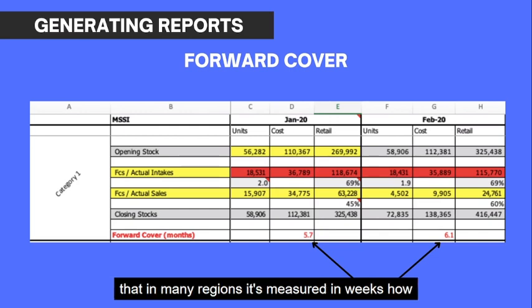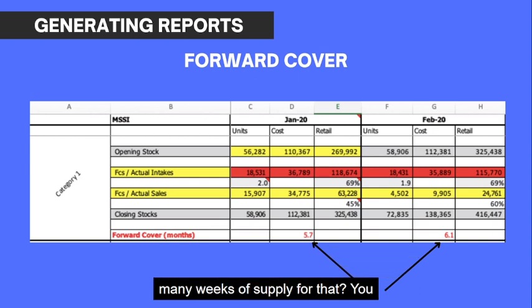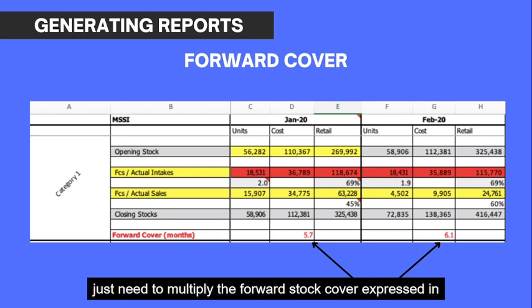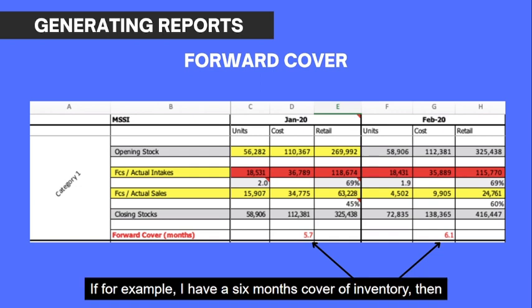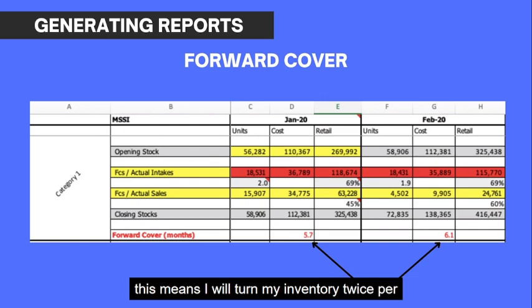However, I know that in many regions it's measured in weeks. How many weeks of supply? For that, you just need to multiply the forward stock cover expressed in months by 4. If, for example, I have a 6 months cover of inventory, then this means I will turn my inventory twice per year, which is very low for most businesses.